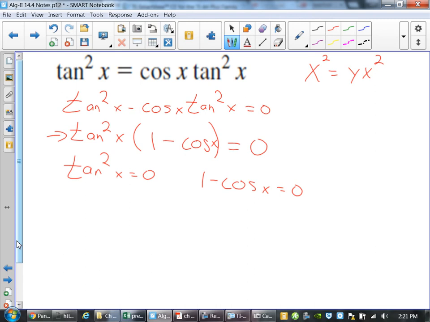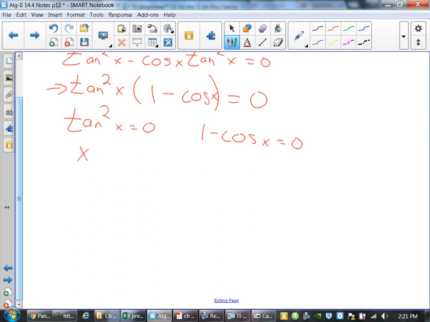What's the square root of 0? 0. So this one's pretty easy. You don't have to worry about plus, minus, or anything like that. So x is equal to the inverse tangent. What angle has tangent of 0? The other one is going to be what angle has the cosine value of 1? Well, subtract 1 and divide by -1, you get 1.